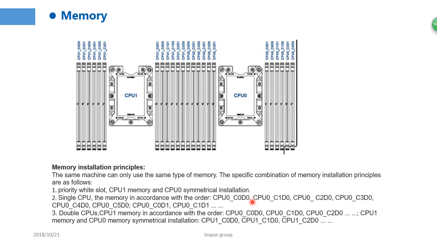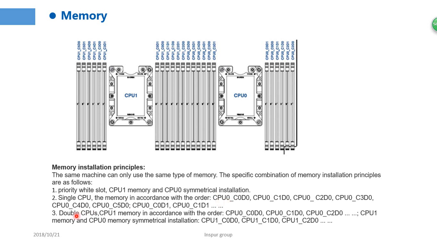And if you have two memory modules, you need to install them on CPU0, channel 0, DIMM 0, and CPU0, channel 1, DIMM 0. If you have more memory to install, you can follow the installation principles.